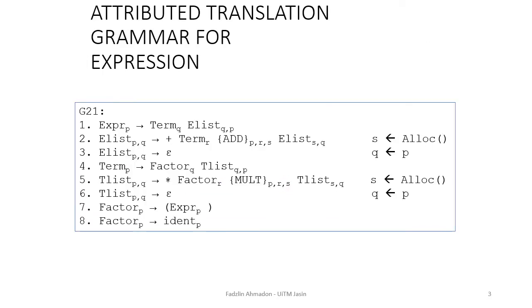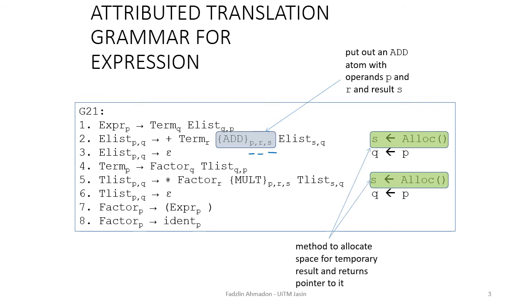This is grammar 21 that we are talking about. This is an attributed translation grammar that can accept arithmetic expressions for addition and multiplication. This attributed translation grammar has action symbols. So this is the action symbol add for the addition operation, and what this basically will do is it will put out an add atom with the operands P and R, and the result will be stored in the S attribute.